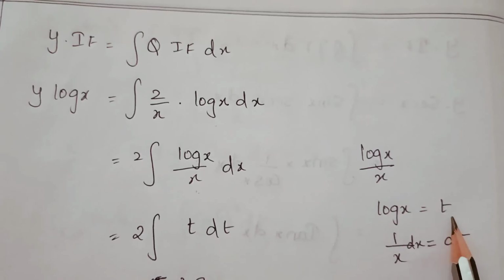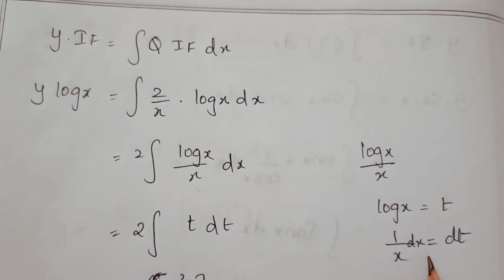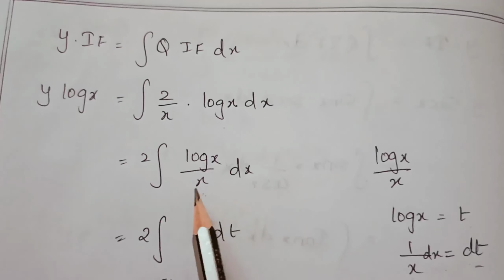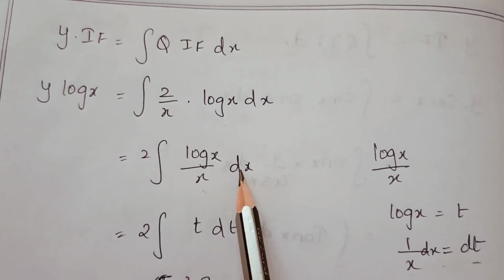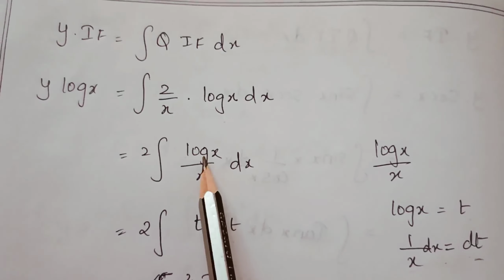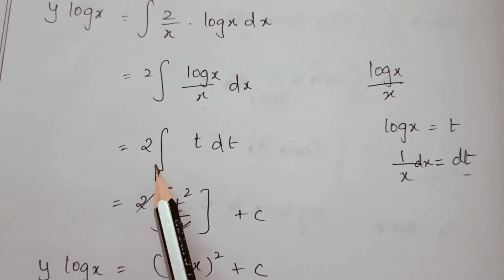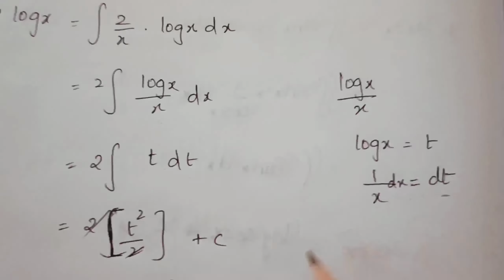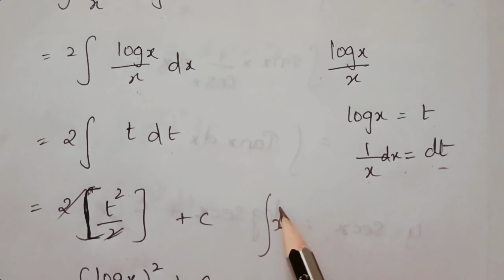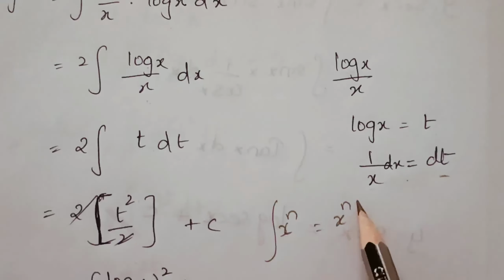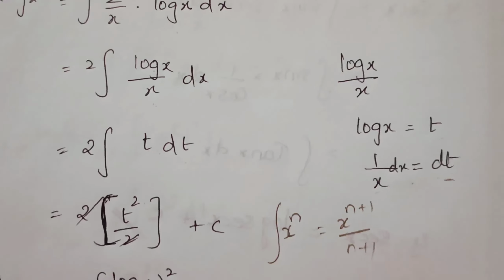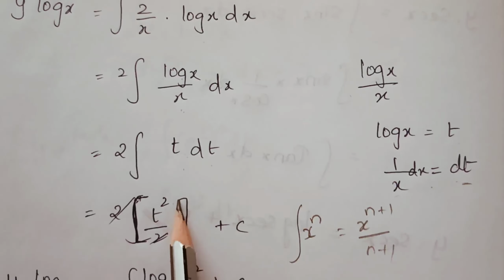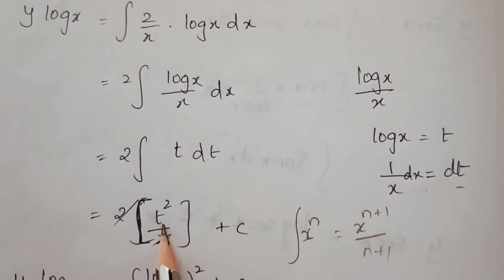Log x is equal to t, then the derivative of log x is 1 by x dx, which is nothing but dt. So at the place of 1 by x dx we are substituting dt, and at the place of log x, t. The integral of t is nothing but t square by 2. As we know, the integral of x to the power of n is x to the power of n plus 1 by n plus 1. Similarly, here in place of x we have t. So t to the power of 1 plus 1 is 2, so t square by 2.